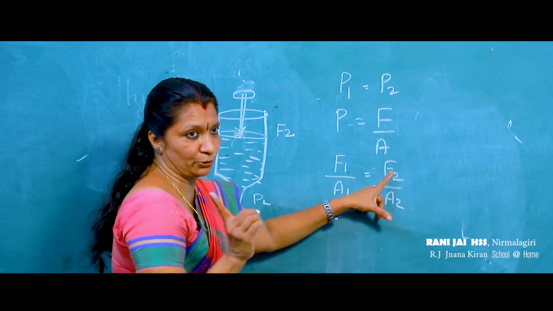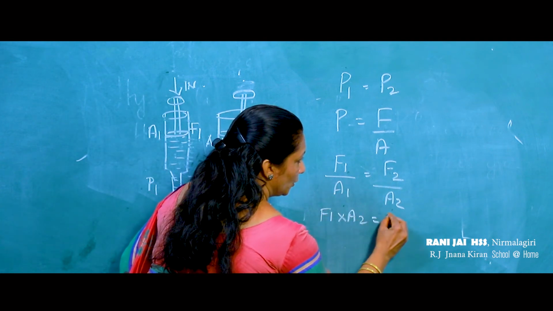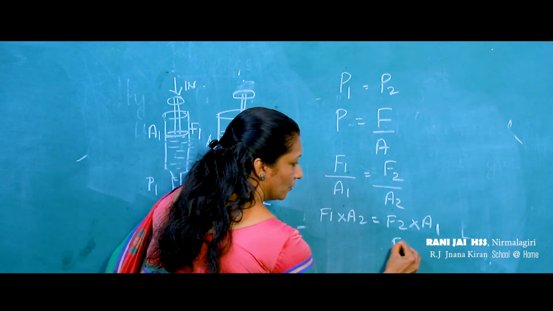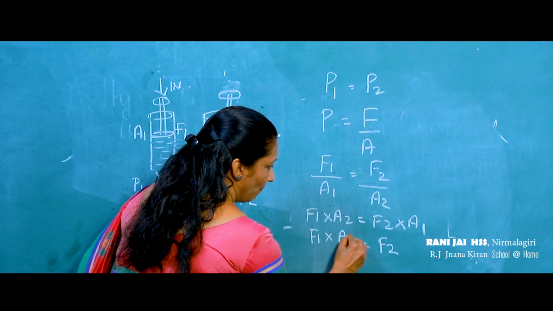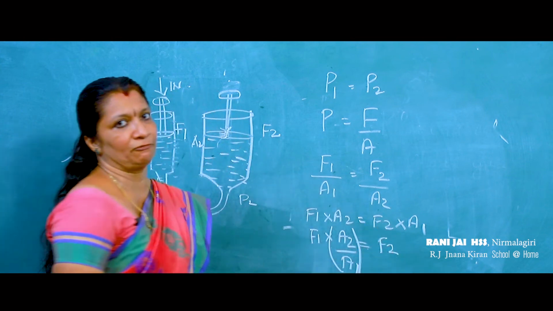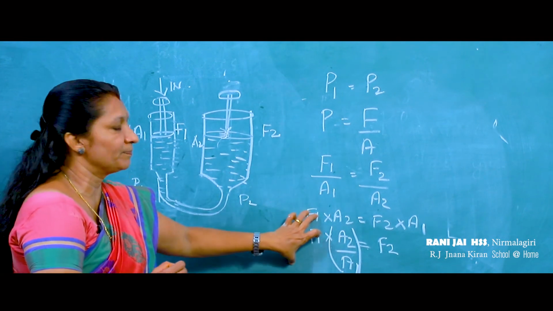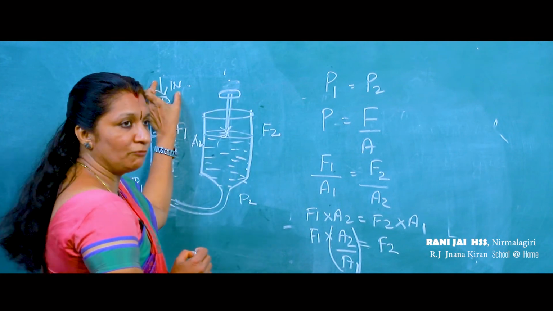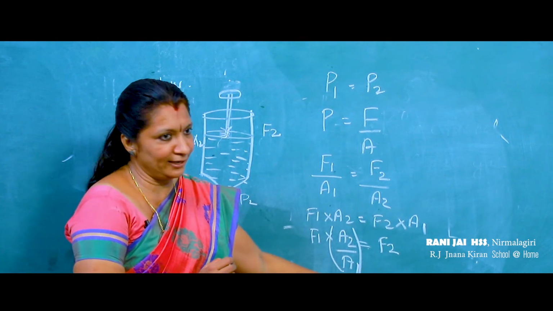Okay, now we have to find F2. So how will you do it? F1 into A2 is equal to F2 into A1. So F2 is equal to F1 into A2 by A1. This is the formula to calculate F2. We are going to calculate what will be the force applied here. That is why I have done all this. Understood? If you apply 1 Newton force here, what should be the force applied here? That is why we have done all these steps. I think it is clear for you.